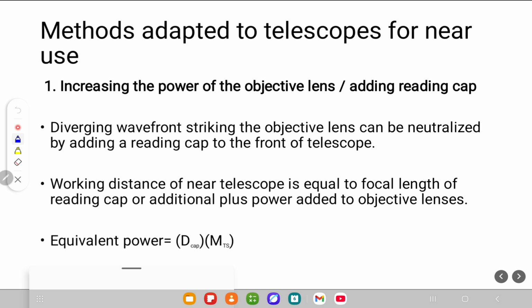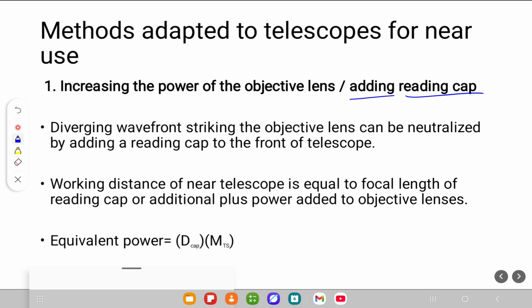So, methods to adapt a telescope for near use. The first method is increasing the power of the objective lens or adding a reading cap. This really is the easiest method and the most commonly used in low vision cases, because adding a reading cap is very comfortable compared to doing all the other things. Adding a reading cap is simple, it's not complicated.